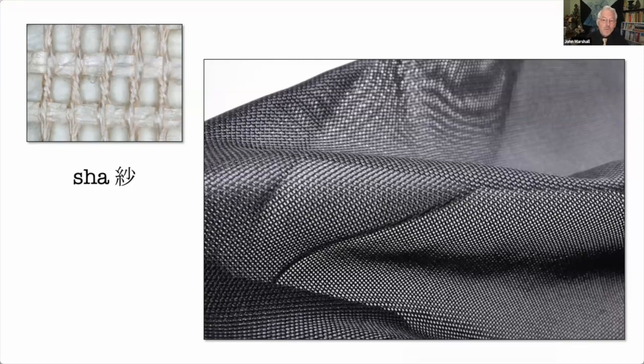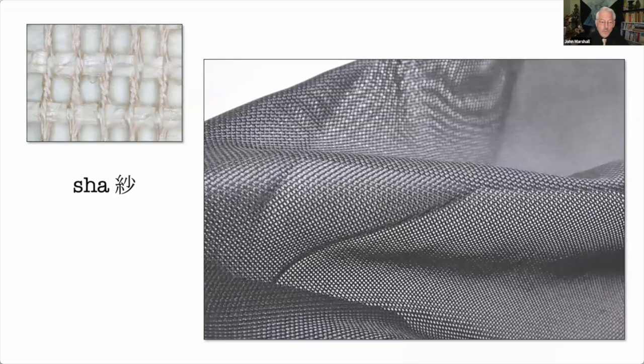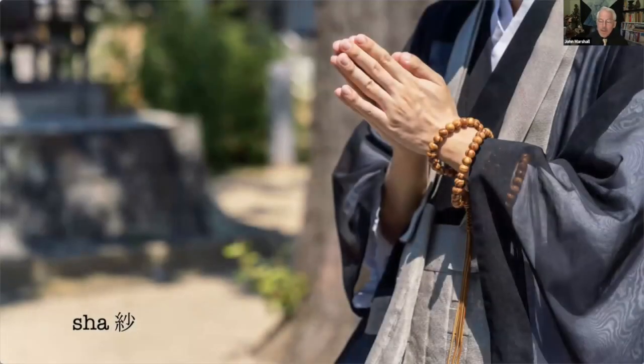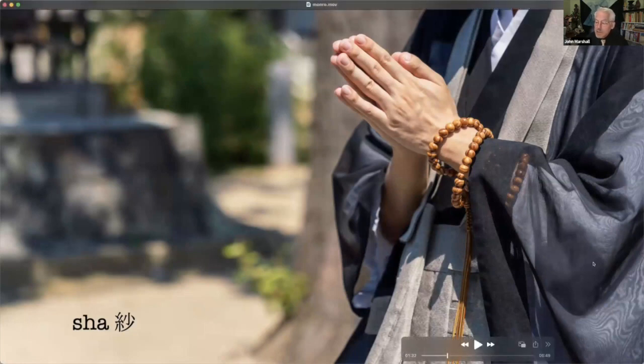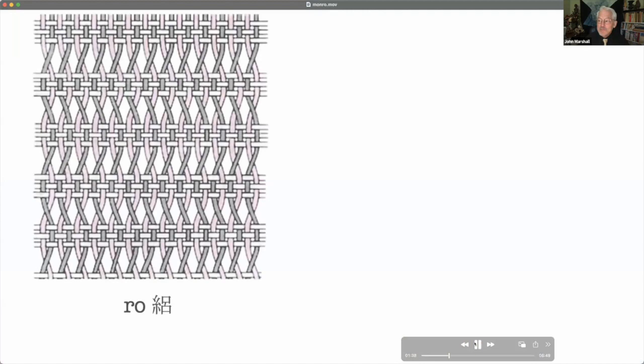These are normally used for summer garments because they allow the air to flow through more easily and they're lighter weight. This is an example of a Buddhist monk's Sha garment that's being worn over the top of the rest of his clothing. And you can see the beads, the rosary that he has, showing through the fabric, which gives you an idea of how transparent it is. And if you've been to Japan in the summertime, you know how hot and muggy it is. And so any relief you can manage is appreciated.